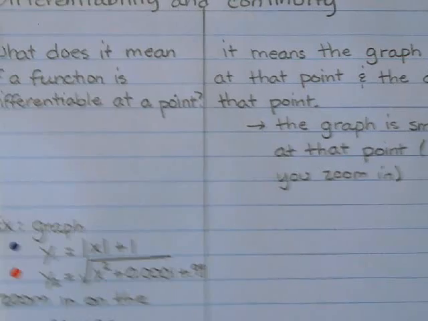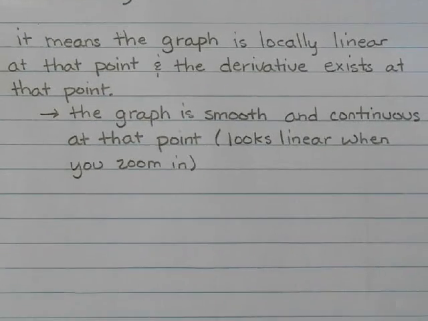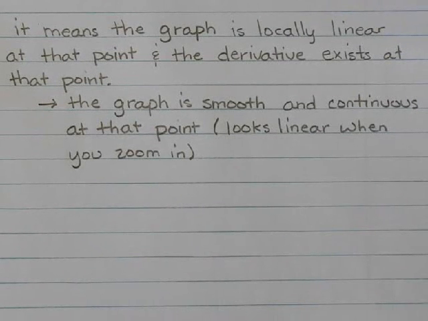So we've talked about local linearity before. And we said, what does it mean if a function is differentiable at a point? Being differentiable means it has a derivative. Well, now we're going to put that together with local linearity. It means that the graph is locally linear at that point, and if it's locally linear, the derivative will exist. Basically that means the graph is smooth and continuous at that point, and when we zoom in on it, it looks like a line.